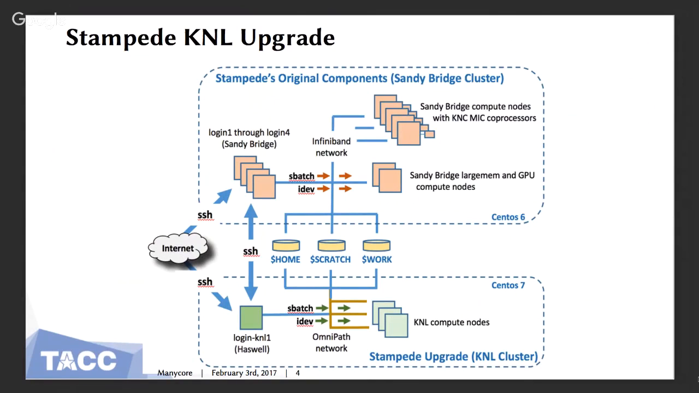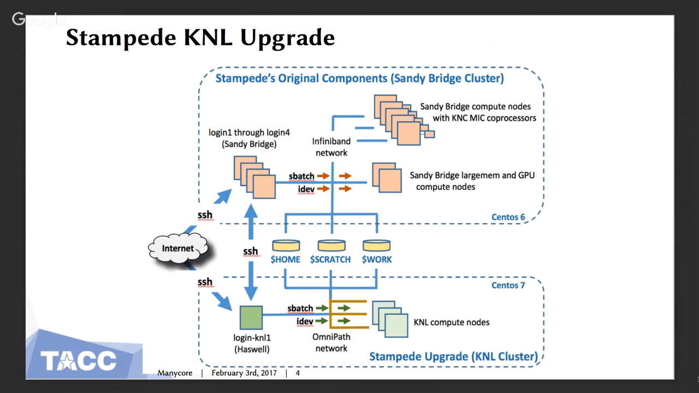So the general layout of the upgrade. At the top is the old Stampede original cluster, all of its Sandy Bridge nodes. Now when you log into Stampede from the internet, you'll land on one of our login nodes, logins 1 through 4. And then from there, you can submit jobs through the SBatch mechanism, which just sends your jobs off to the node and they run, and then they dump some output. Or what we'll be doing today is this IDEV mechanism, which is a really nice tool that they've set up here that will start an interactive session for you on one of the nodes.